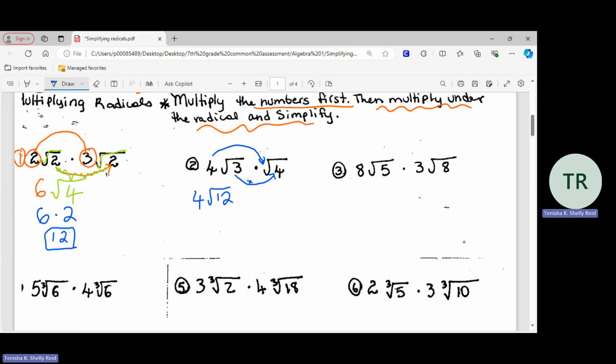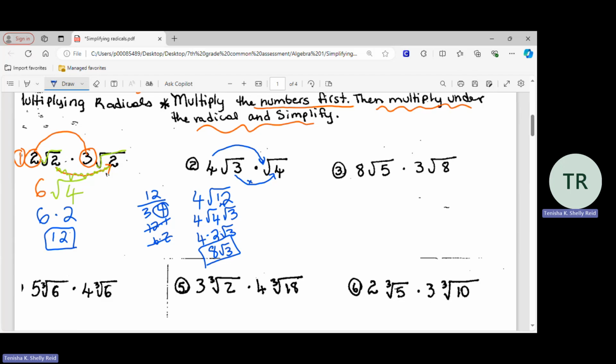Well, factors of 12, 3 and 4, 12 and 1, 6 and 2. Any of those perfect squares? Nope, nope. Here, the 4 is a perfect square. So I'm going to break apart the 12 into the square root of 4 and the square root of 3. 4 times 3 is 12. Square root of 4 is a number. It's 2. So I have 4 times 2 times the square root of 3. And my answer is 8 square root of 3.